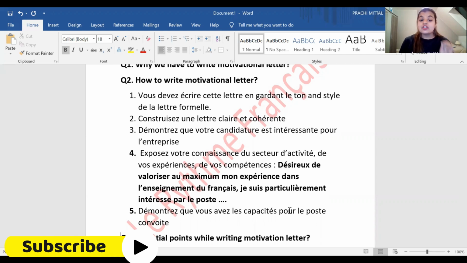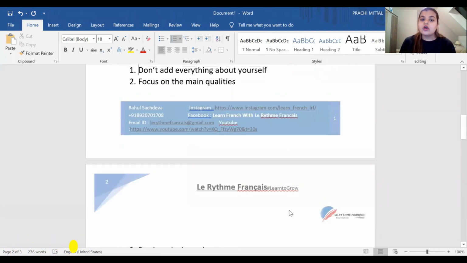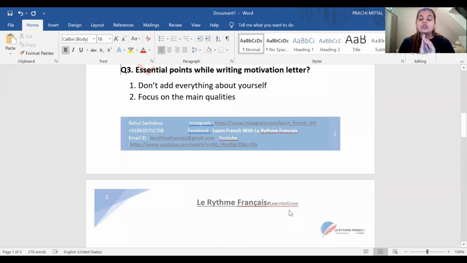Now guys, some essential points that you need to take care of while writing the motivational letter, which is very, very important. Don't add everything about yourself. Add the important points. Don't add every experience that you have had. For example, if you have done an internship with an NGO, you don't write that if you think it's not that important. What I mean to say is, write all the important points. Don't just make up stories.